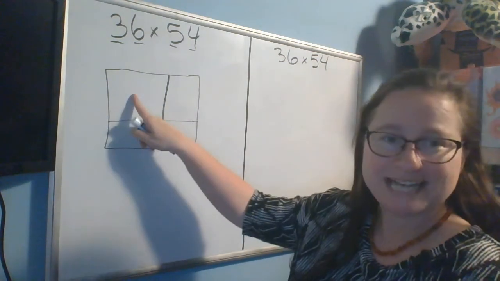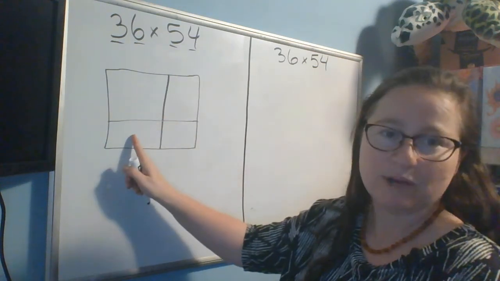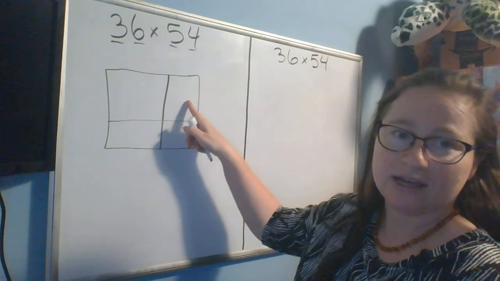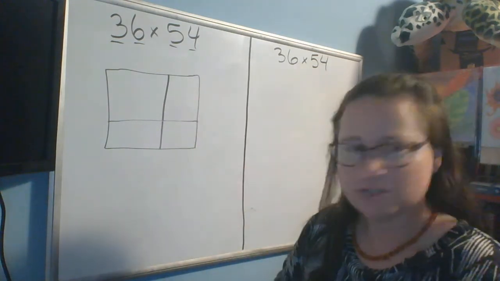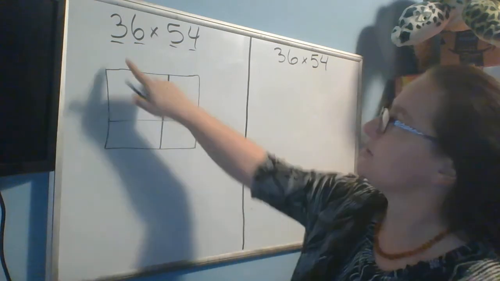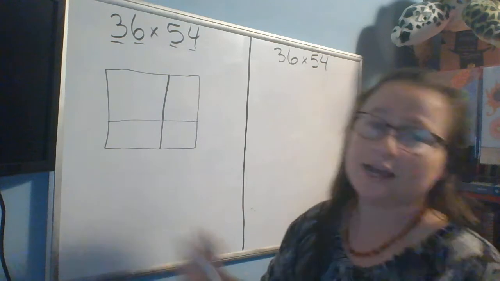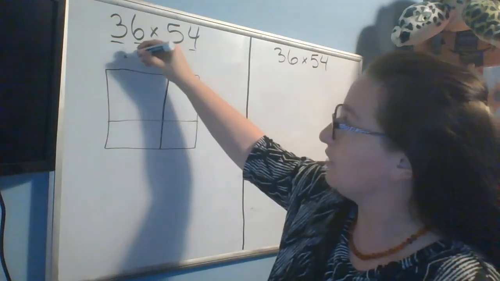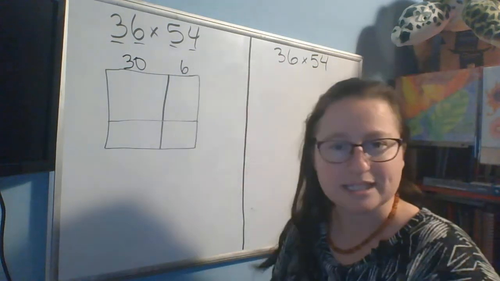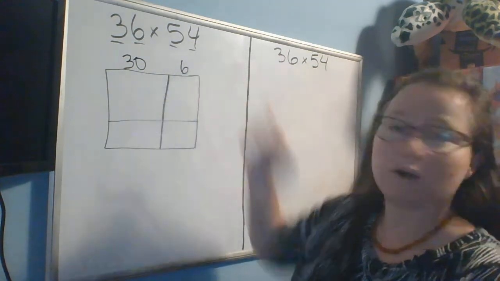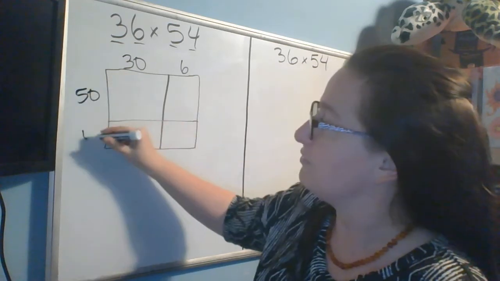This one is going to be a tens by tens. This one will be a tens by 1. This will be a tens by 1, and this will be a 1 by 1 when I'm talking about the place value. So let me show you what I mean by that. I'm going to start with my first number, 36. I'm going to break it into tens and ones. So 36 would be like 30 plus 6. And then the next number, 54, I can do the same thing with. I can break that into 50 and 4.